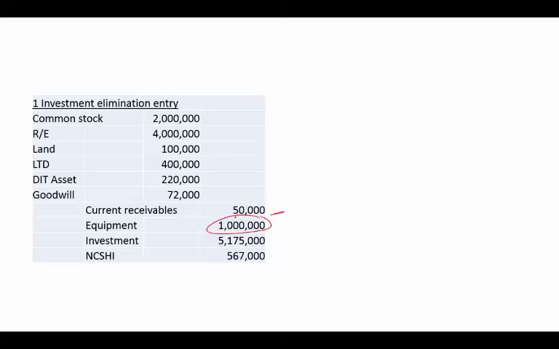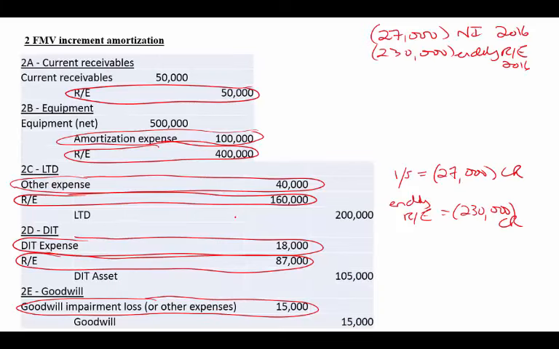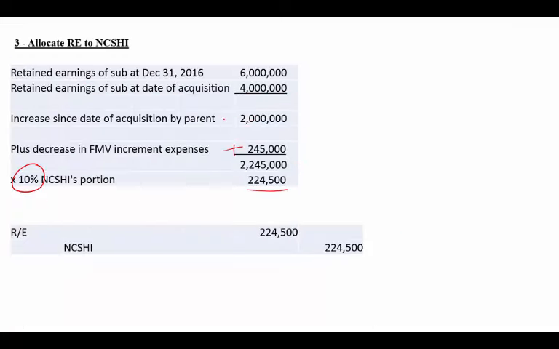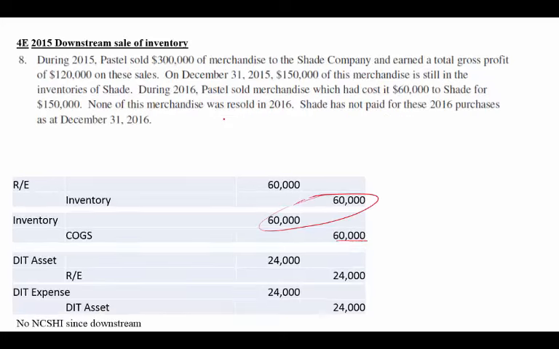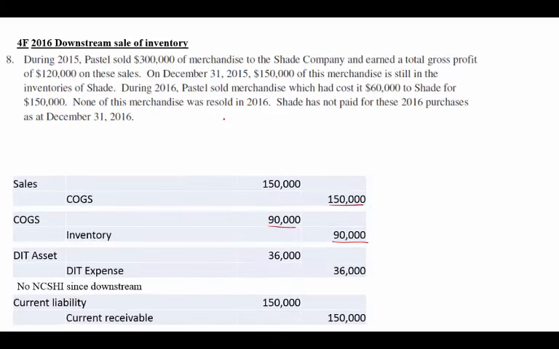So we'll start with parent and sub's balances at December 31st, like we did in the other ones, and the first thing we're going to adjust is bring equipment down by $1 million to bring sub's value at the date of acquisition down to fair value. Then we'll go to our fair value increment amortization, and we can see that 500,000 of that million has been amortized, so we will add back 500,000. And then equipment doesn't show up again until we get to our intercompany sales of equipment.